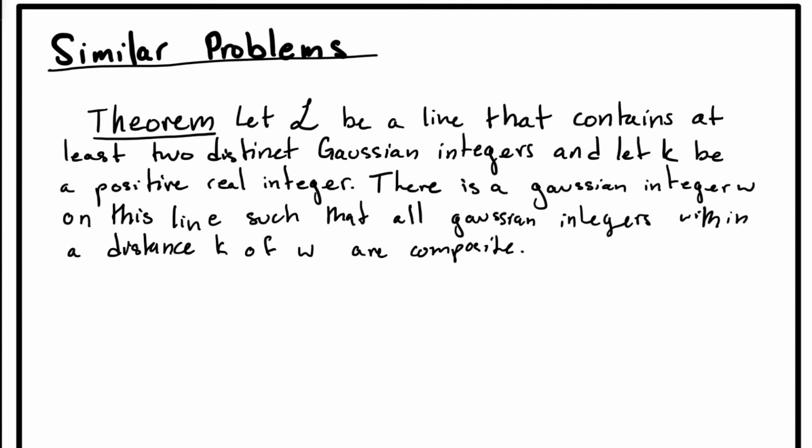Using these two pieces of information, Gethner et al. are able to prove the following theorem. Let L be a line that contains at least two distinct Gaussian integers, and let K be a positive real integer. There is a Gaussian integer W on this line such that all Gaussian integers within the distance K of W are composite. In other words, you cannot walk on a line in the complex plane to infinity, taking bounded steps of length K and only stepping on Gaussian primes.